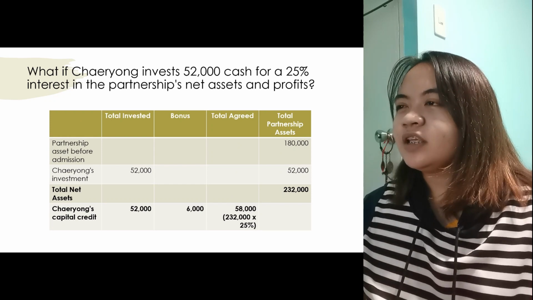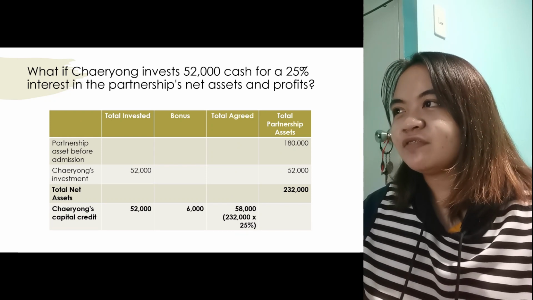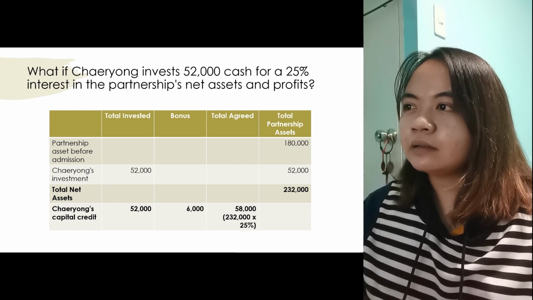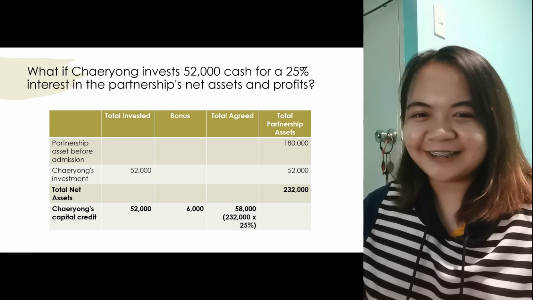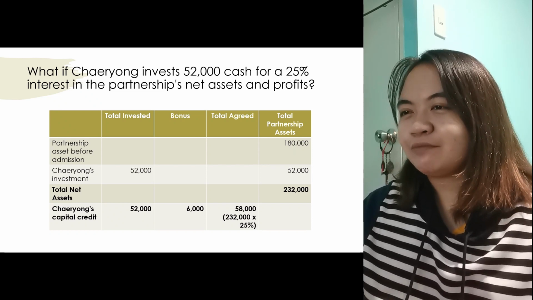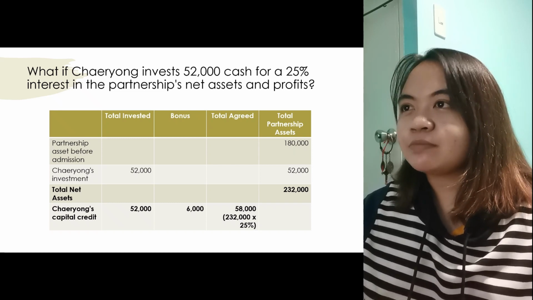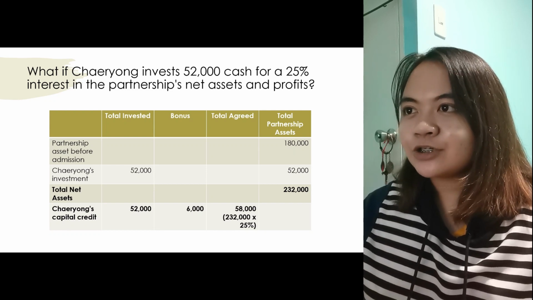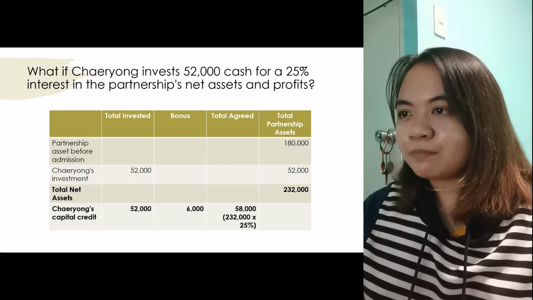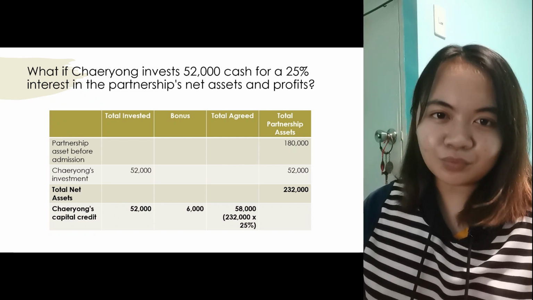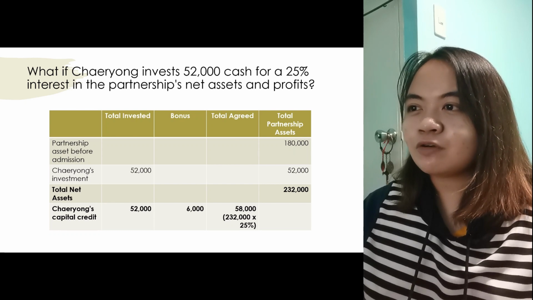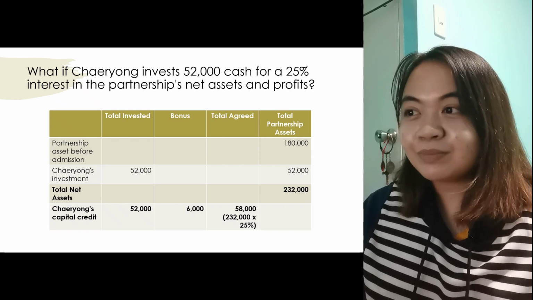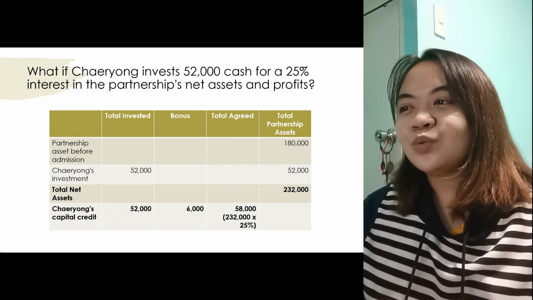Next. What if Cheryong invests 52,000 cash for a 25% interest in the partnership's net assets and profits? Dito naman, makikita ninyo yung bonus to new partners. Partnership asset before admission, you got 180,000. Cheryong's investment, 52,000, so you get 232,000 total. 25% ng 232,000 is 58,000. Magkano yung ininvest niya? 52,000 lang, pero ang binigay sa kanya 58. So, may bonus na 6,000.